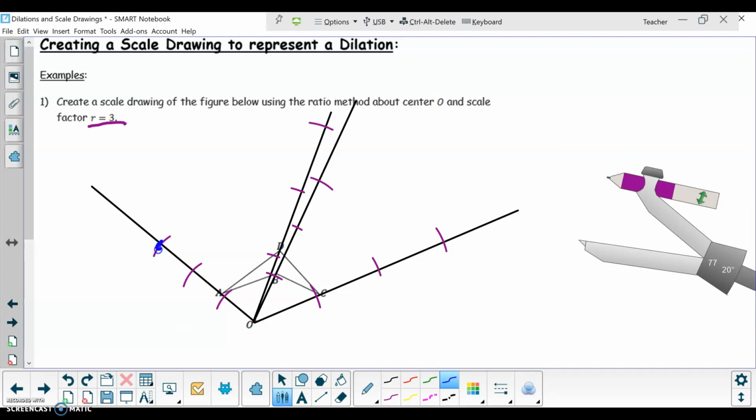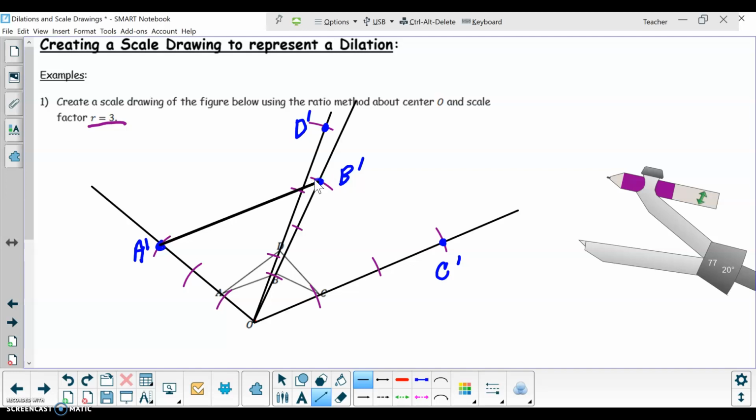So this point right here, we're going to call this A prime. This point here, we're going to call B prime. This point here is C prime. And this point here is D prime. Okay, so now I'm going to go back, take my straight edge, and connect those points the same way the original figure is connected. So A prime to B prime, B prime to C prime, C prime to D prime, and A prime to D prime.